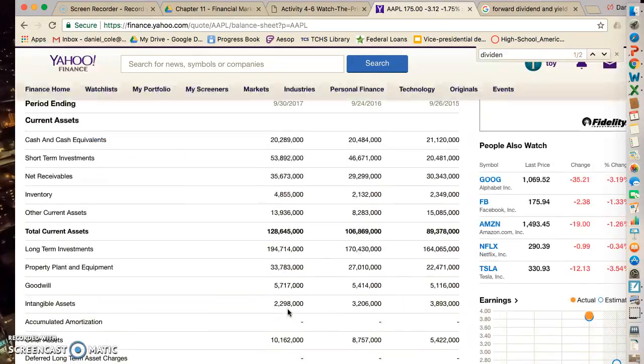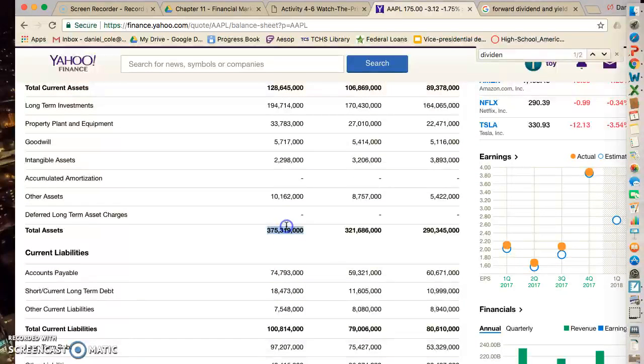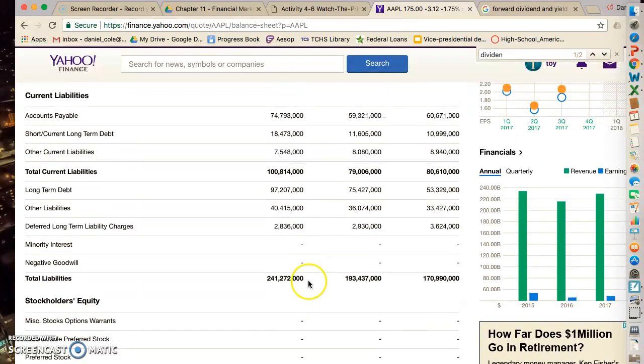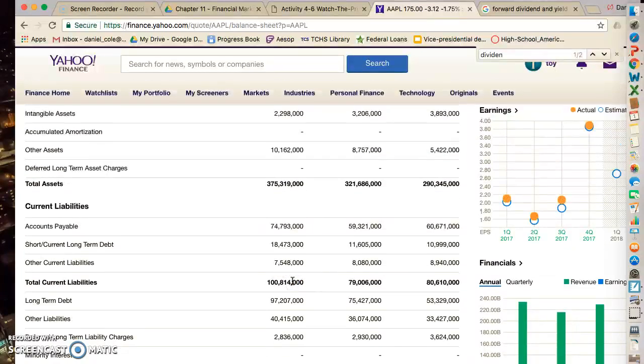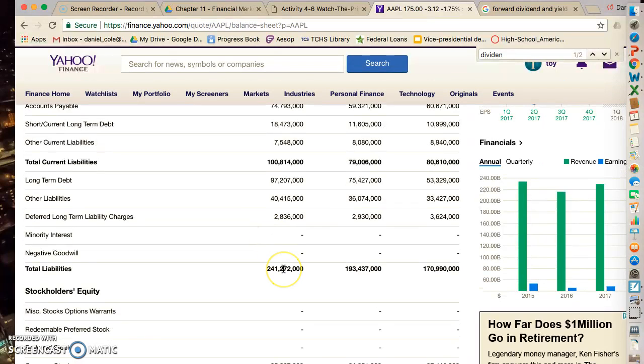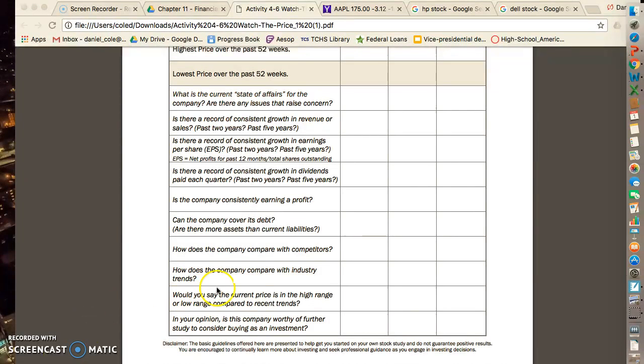So here for 2017, Apple's total assets were $375 million. Their total debt that they owe to other people in liabilities is $241 million. So that means that their assets greatly outweigh their liabilities, which means, yes, they will be able to easily pay off their debt. Then we have how does the company compare with industry trends?